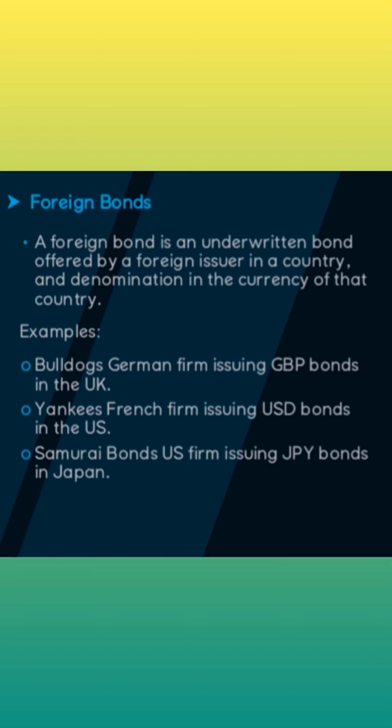The second type of international bond market is foreign bonds. So what are foreign bonds all about? A foreign bond is one offered by a foreign borrower to investors in a national capital market and denominated in that nation's currency. That's the reason why foreign bonds are traded in the foreign bond markets.